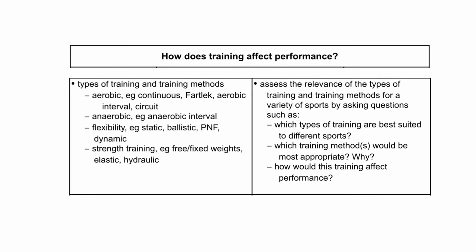So again, we continue to look at the focus question from Core 2, how does training affect performance? And back down here to the types of training and training methods. Now we've already looked at aerobic training and anaerobic training, and now we're going to have a look at flexibility training. So for example, static stretching, ballistic stretching, PNF, and dynamic stretching.